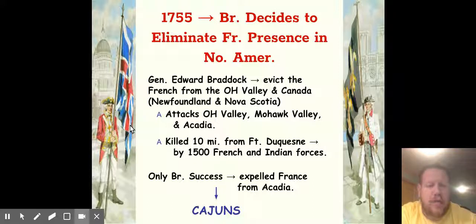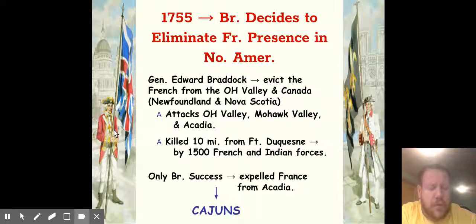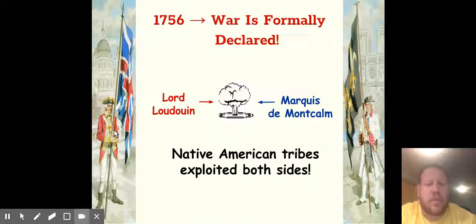Unfortunately, he's actually killed out in the Ohio Valley, about 10 miles from Fort Duquesne, by 1,500 French and Indian forces. So he's dead. The only time they have British success at all is up in Acadia, which is in Canada, where they took over part of Canada, and they actually took all the French people that were there and expelled them all down to New Orleans. So New Orleans now becomes the Cajun people: Acadia, Cajun. And so the Cajuns came from that part of Canada. So they kind of create their little culture outside of New Orleans.